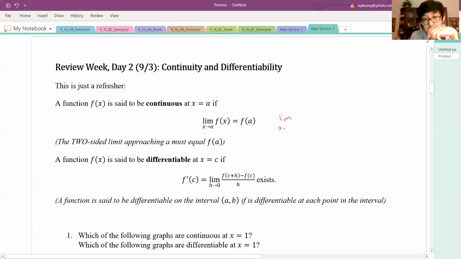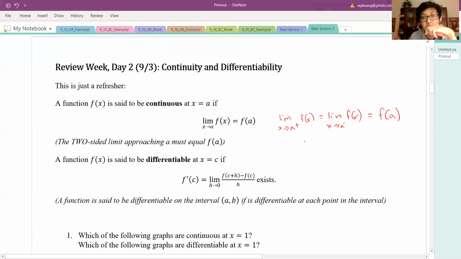So this really means as x approaches a from the right of f of x, this must equal the limit as x approaches a from the left of f of x, right? For that to even exist. And all of this must also equal f of a. So there's kind of like three components to the problem.